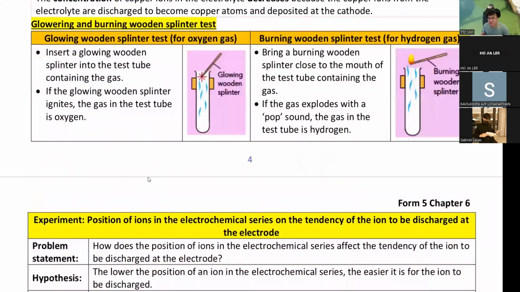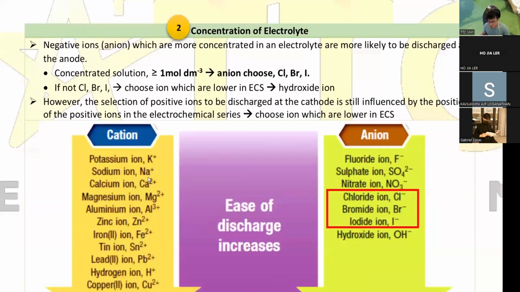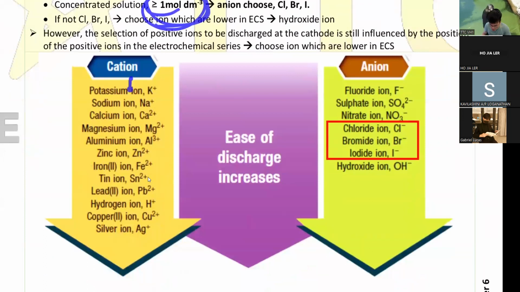Then situation 2, when we talk about concentration, we still choose the ugliest guy, but we choose the slightly higher girl. The red box, slightly higher girl. Chloride, bromide, and iodide. This is situation 2. Remember this?